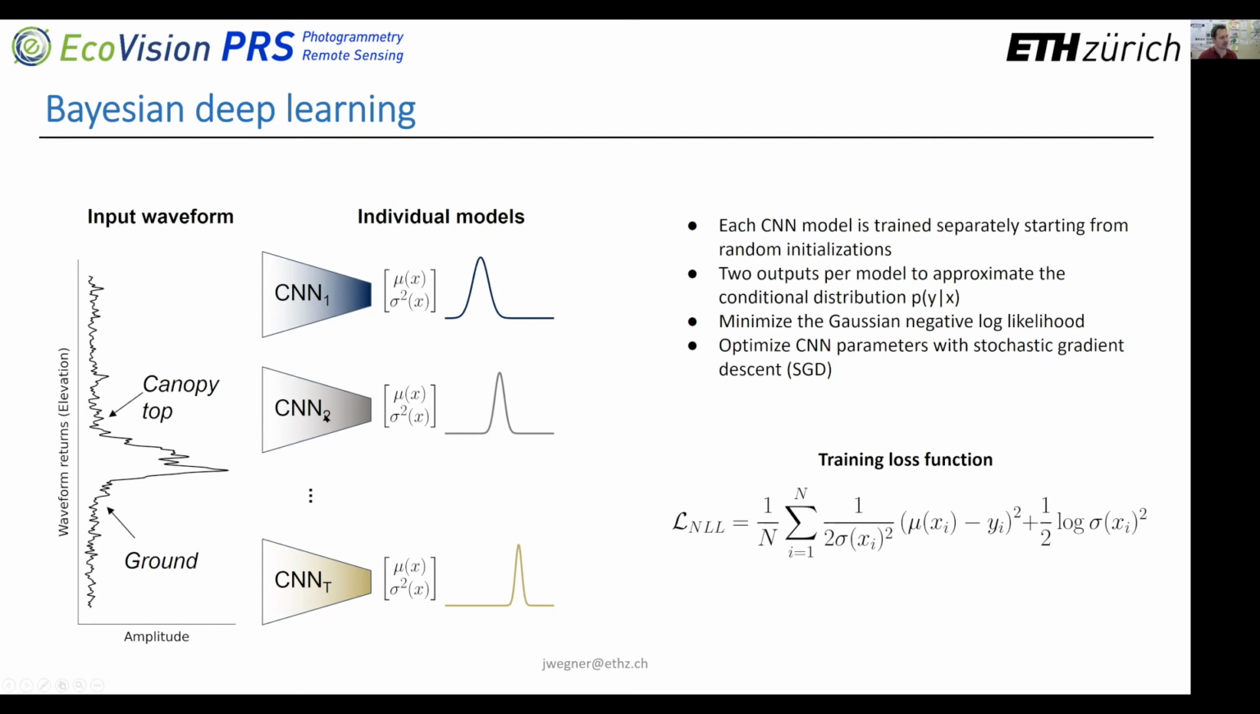And we do this with an ensemble of models, and each CNN model is trained separately, starting from a random initialization. We have 2 outputs per model to approximate the conditional distribution, the mean and the variance. And then we minimize the Gaussian negative log likelihood. And we use stochastic gradient descent, which is a standard approach.